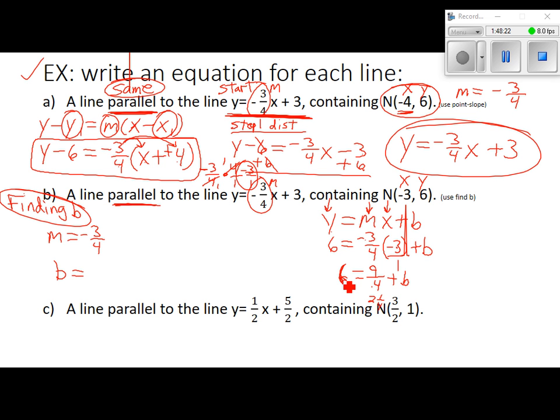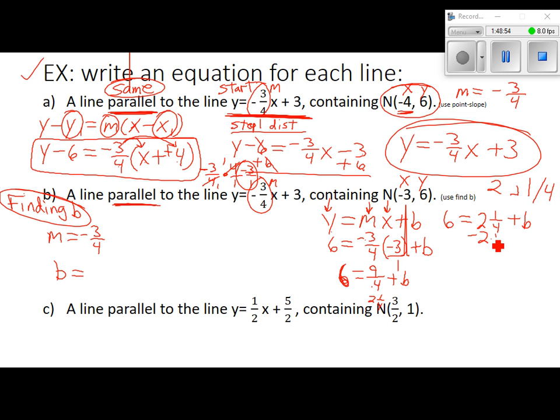Or we could change the 6 into fourths and do it that way. Whichever way you decide to do it. I'm going to change that to 2 1/4. 9/4 is the same as 2 1/4. Doing it on your calculator might look something like this. If you tried to change it, it might say 2 and then have this little thing, and then a 1 and then a slash and a 4. Some of the calculators look that way, some of them look different.